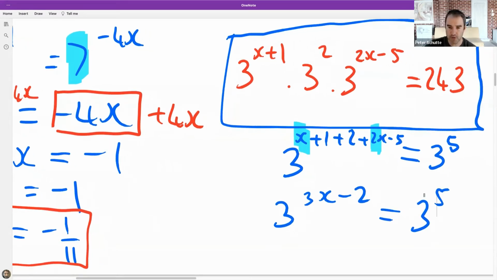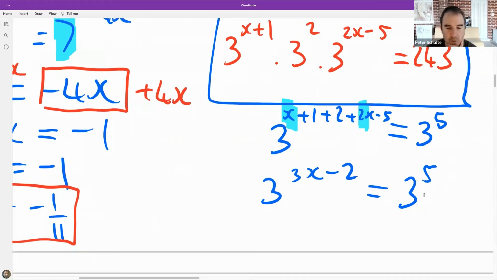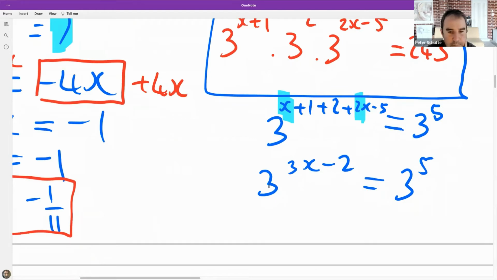Okay, do you think we can drop the bases now? So if we go back to what Mr. Lucky said, 1 base on the left, 1 base on the right, they're the same. Yes, you can.